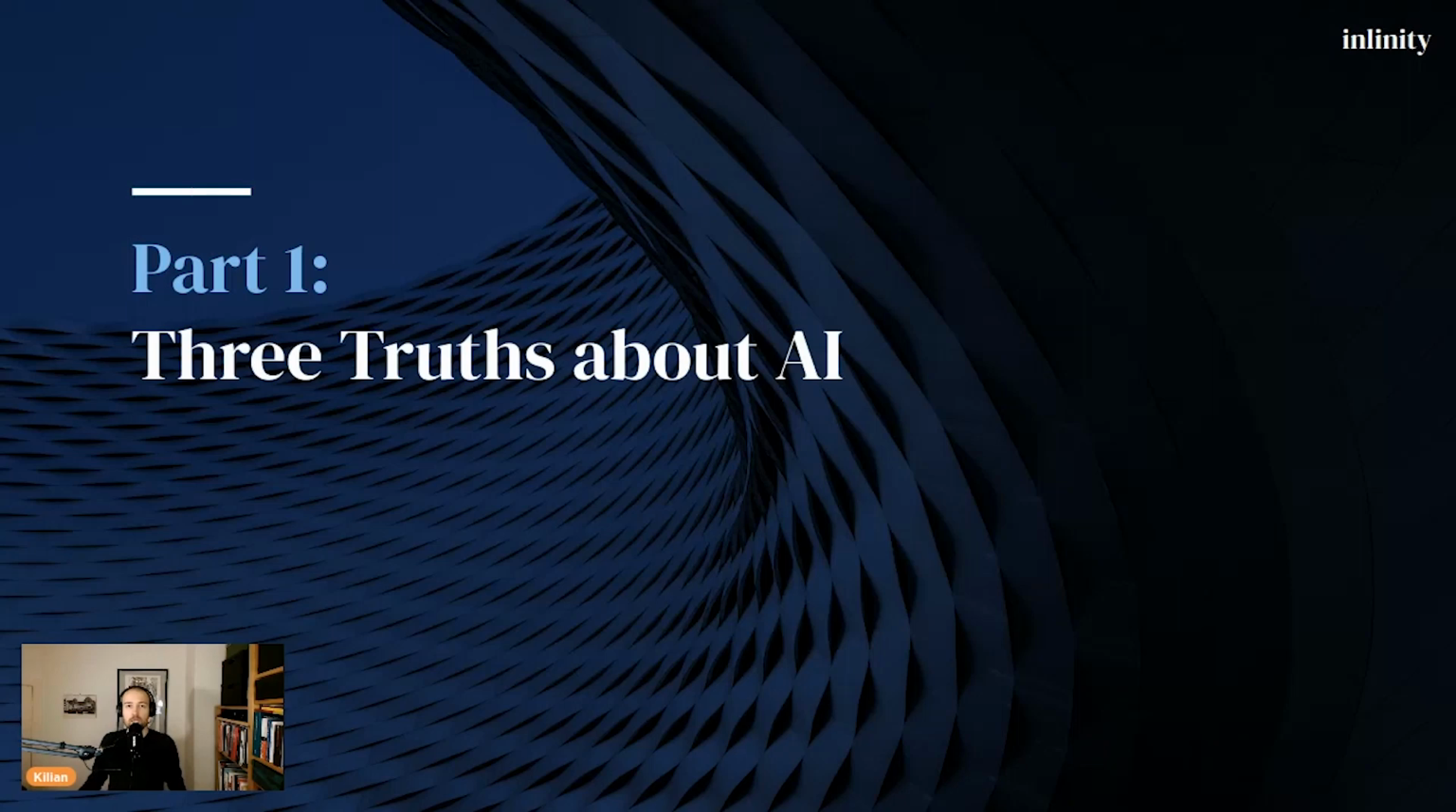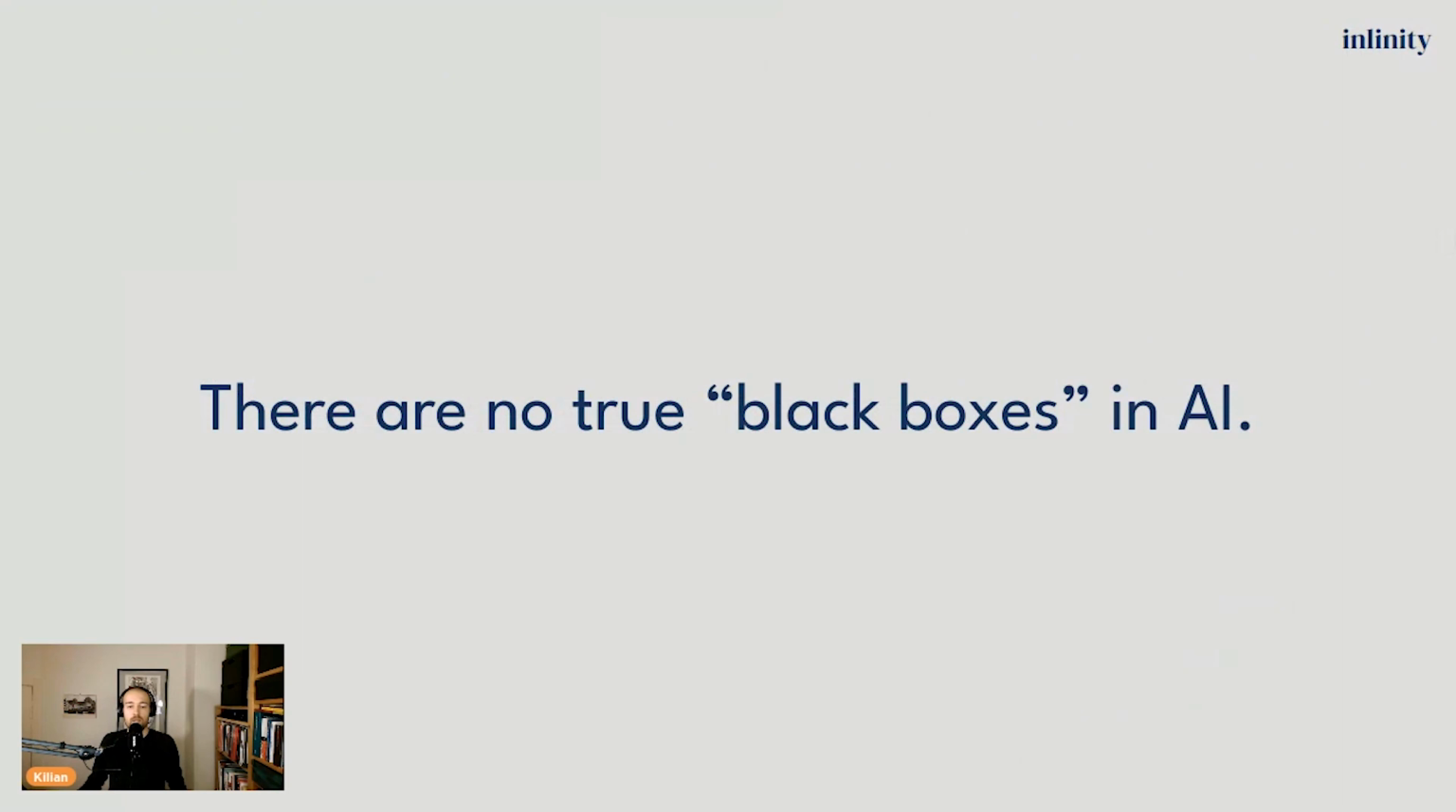In the first part, I would like to talk about 3 truths about AI that I think are very important to keep in mind when explaining AI systems to others. And the first truth is that there are no true black boxes in AI. I know that this might sound a bit controversial, and if you're consuming a lot of media or participate in the occasional LinkedIn discussion on that topic, you might be led to believe that there's something very mysterious, intransparent about how especially large deep learning systems behave or are built up.